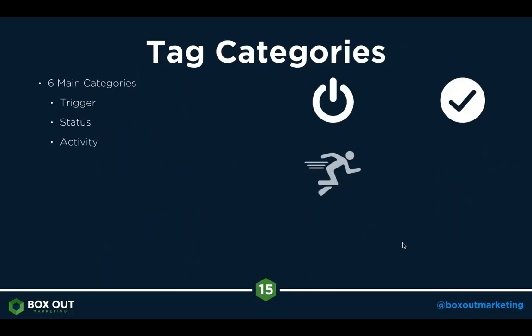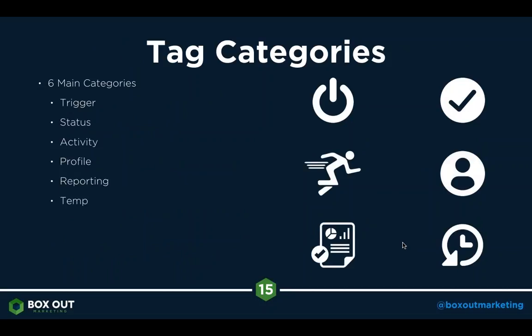All right, so let's look at those categories that tell you those functions. There's 6 main categories. There's triggers, status, activity, profile, reporting, and temp. I'm going to go through each of these in detail, but those are the 6 main tag categories that you should have in your Infusionsoft account. Now, you may have a couple other miscellaneous optional categories like membership tags, email subscriptions, things like that. But truthfully, 99% of your tags should end up in these 6 main categories.